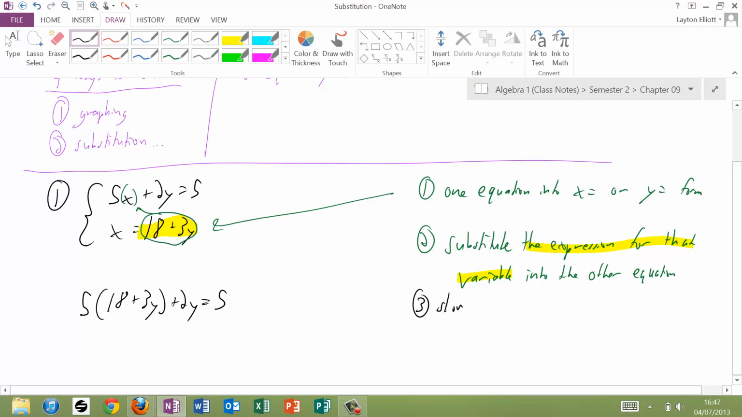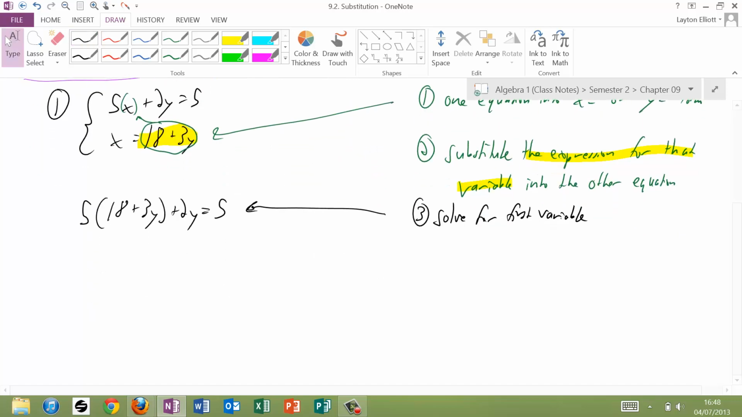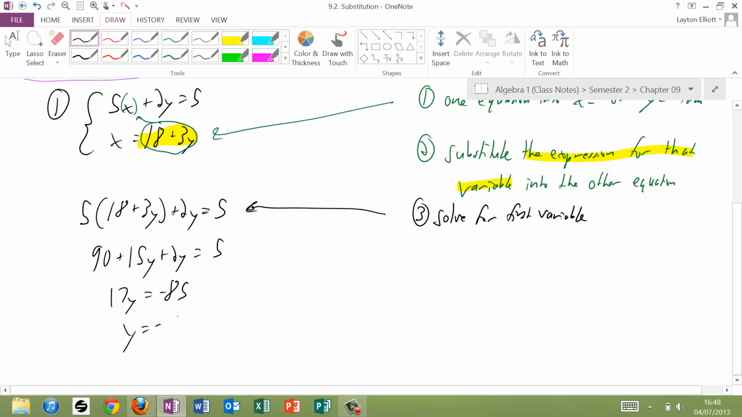Then step 3 is to solve for the first variable, meaning the first variable that we're going to find. So that's this step right here. Let's go ahead and multiply 5 times 18. You get 90 plus 15y plus 2y is equal to 5. Because 15 plus 2 is 17, 17y is equal to negative 85, and y is equal to negative 5.